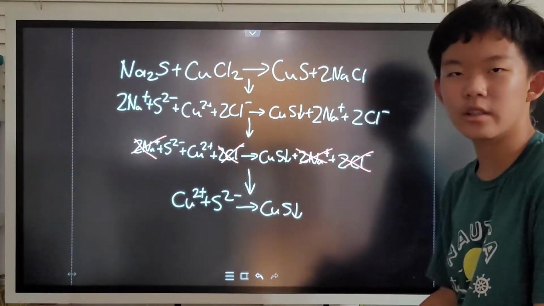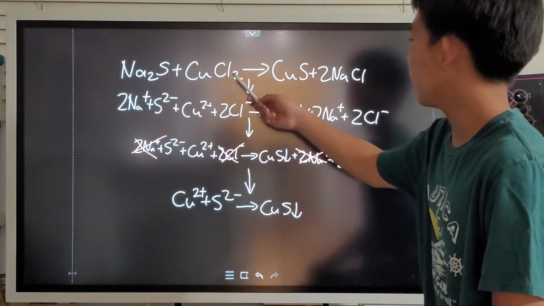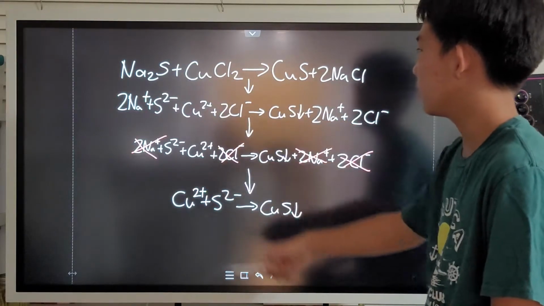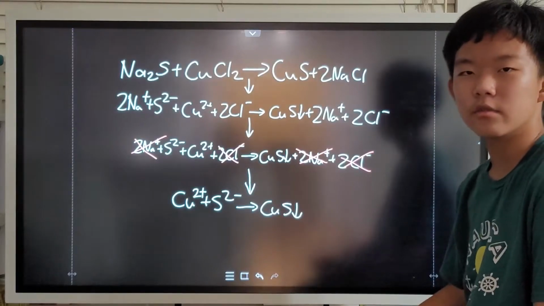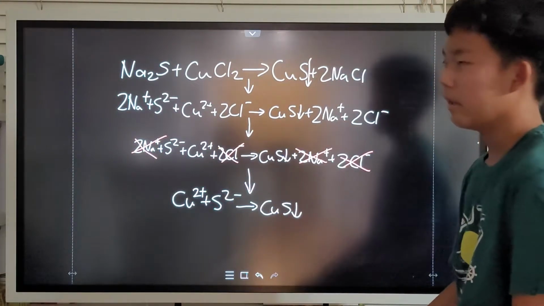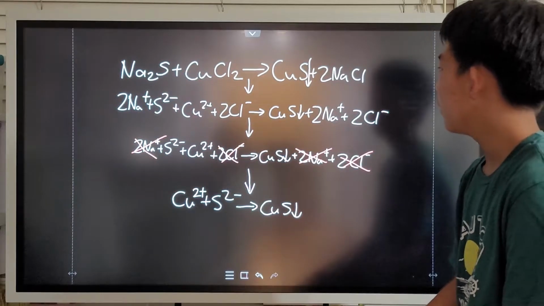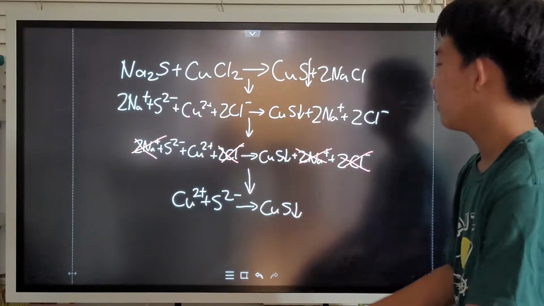Now let's try balancing an ionic equation that actually does have a reaction. Here I put the reaction of cupric chloride with sodium sulfide. The reaction will generate sodium chloride and copper 2 sulfide, which will precipitate and therefore become the driving force of our reaction. Let's also put in our ions.